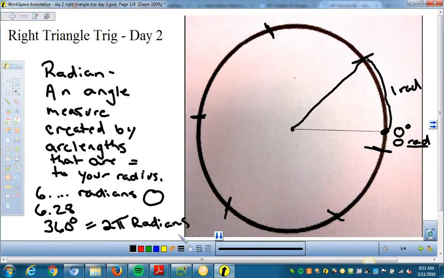And that equivalency is what we will use to rename some angles in radians around the circle. So this is a definition. 360 degrees equals 2 pi radians. So what would 1 pi radian equal? 180 degrees equals pi radians.